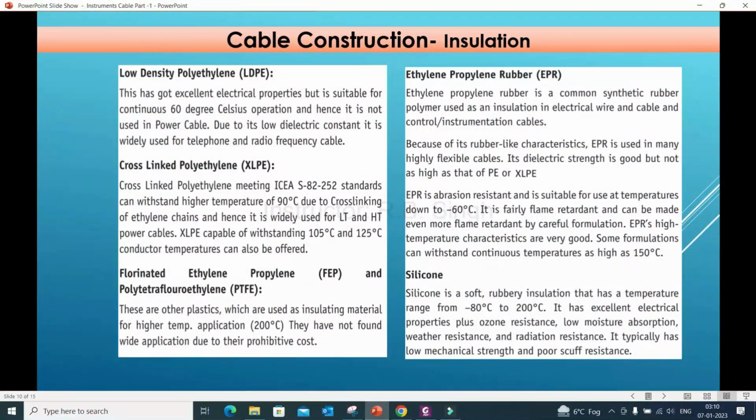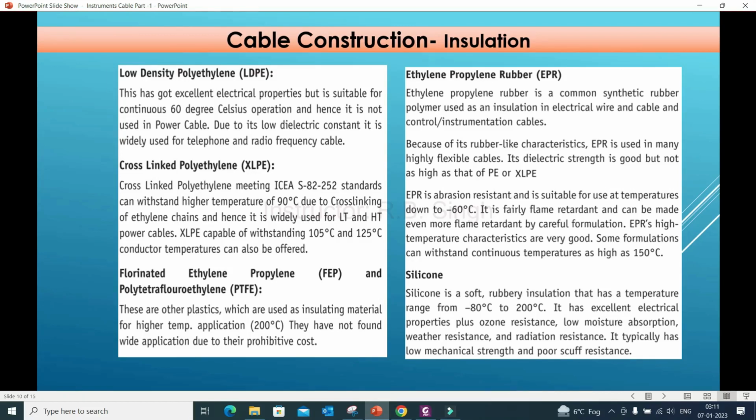And low density polyethylene, LDPE cables, have excellent electrical properties, but are suitable for continuous 60-degree Celsius operation, and hence are not used for power cables. Due to its low dielectric constant, it is widely used for telephone and radio frequency cables.